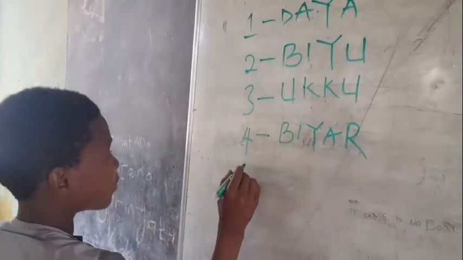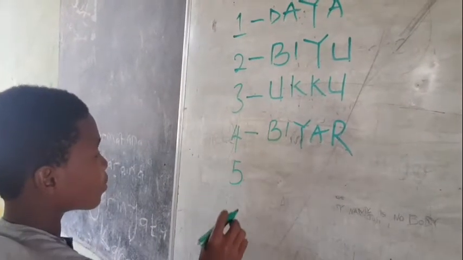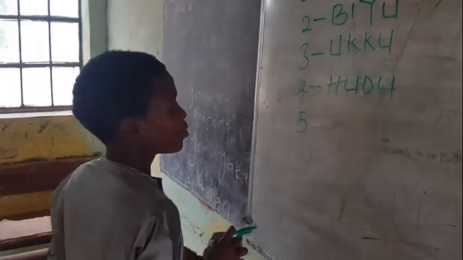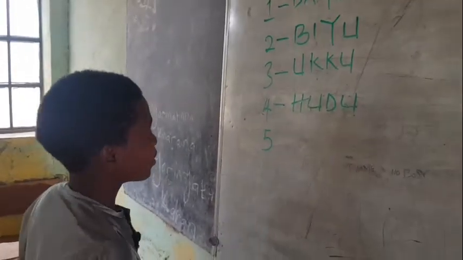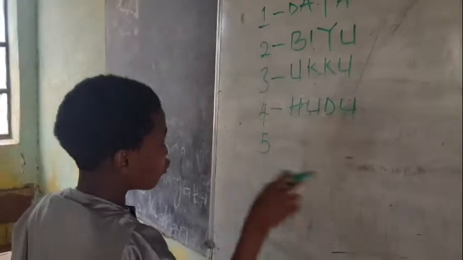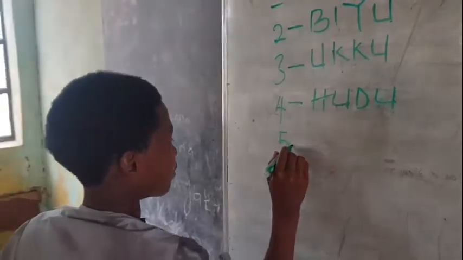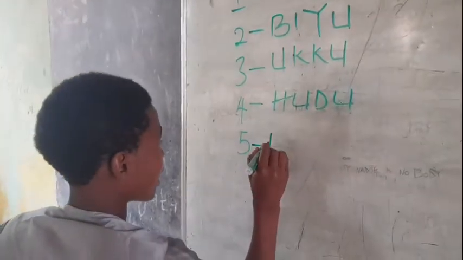While 5, oh God, sorry, 4 is hudu, not biyar. 4 is hudu, not biyar. While 5 is biyar.